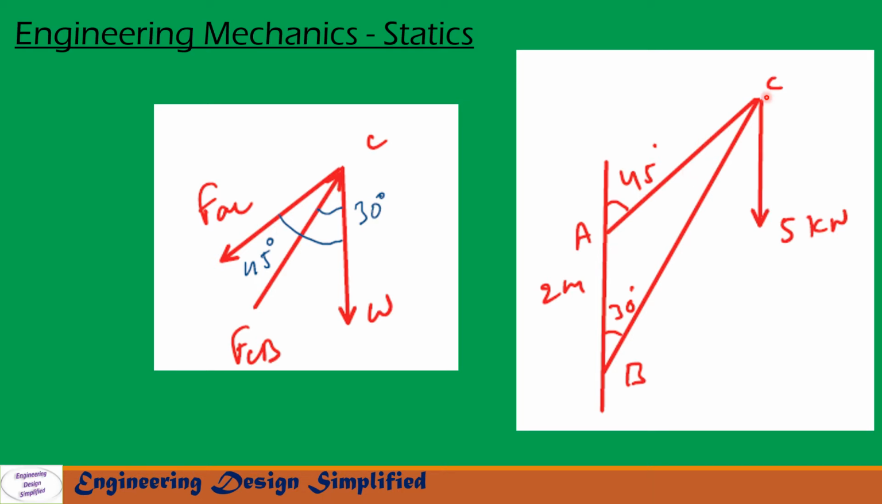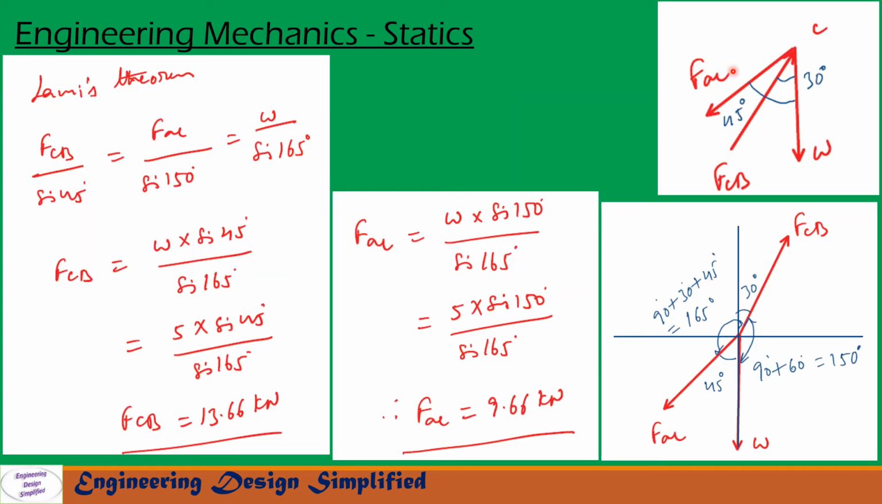So the forces and reactions at C can be represented like this. There is a W force load acting downwards, and FCB, the force in BC, is acting towards this direction, and the angle between FCB and W is 30 degrees. Similarly, FAC is acting towards this direction, and the angle between FAC and W is 45 degrees.